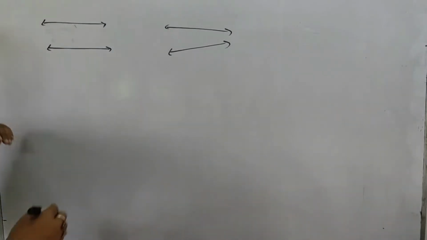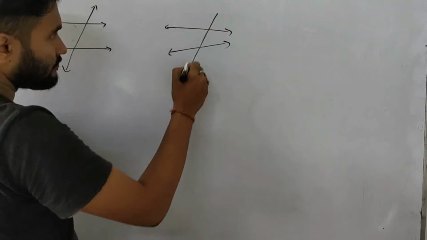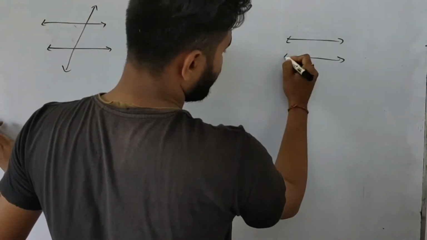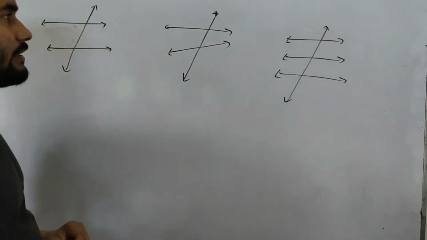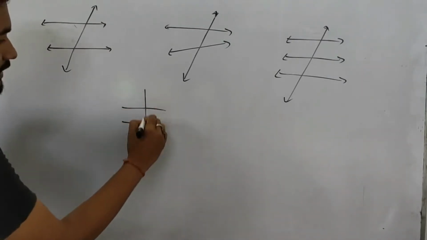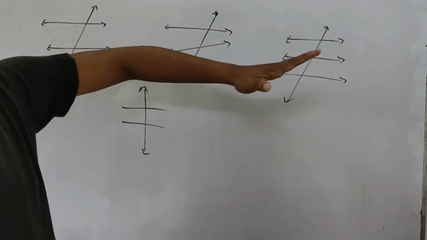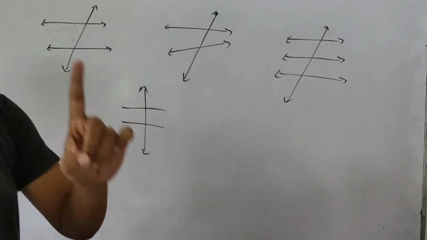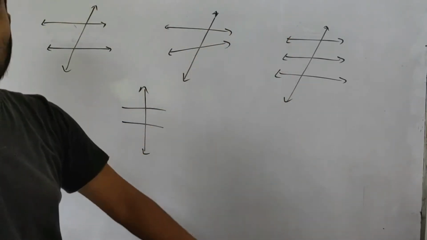Now, listen to what I am saying. If another straight line intersects two or more straight lines, it can intersect in any way. It is not like it will intersect only like this. But how many lines? Two or more lines. Minimum two, it can be more: 4, 5, 6, 7, it can be more also.